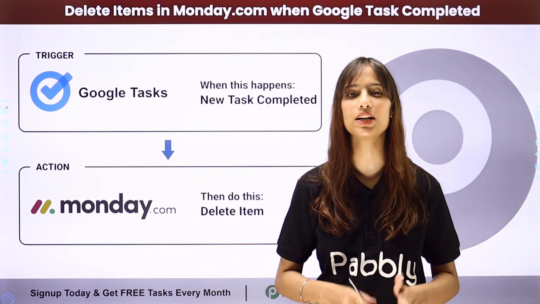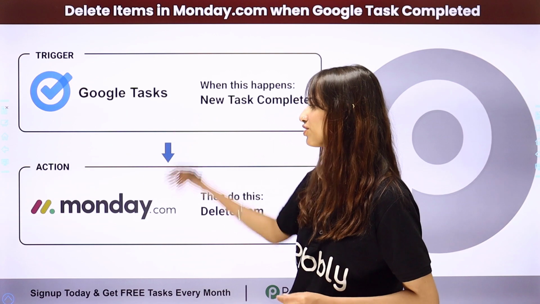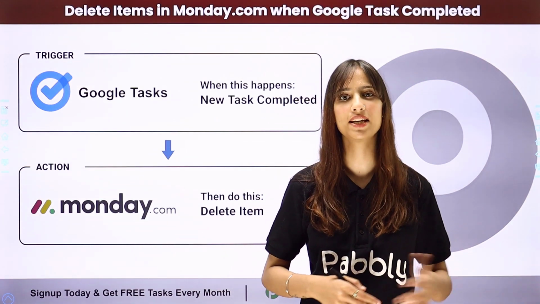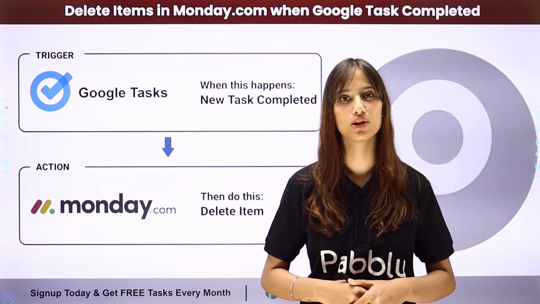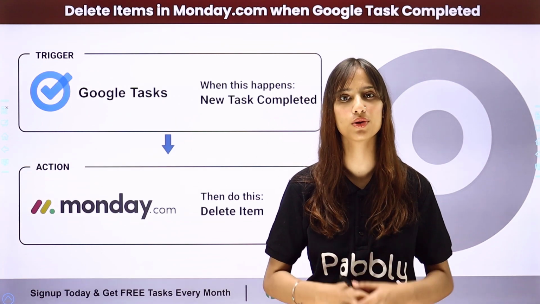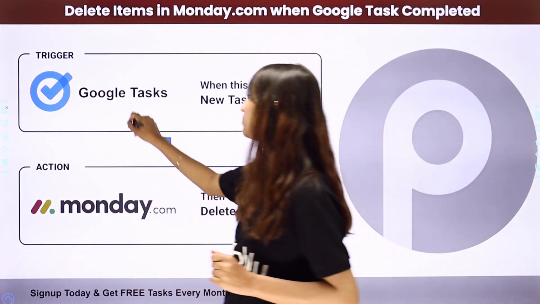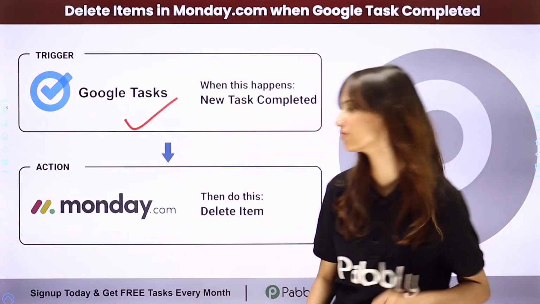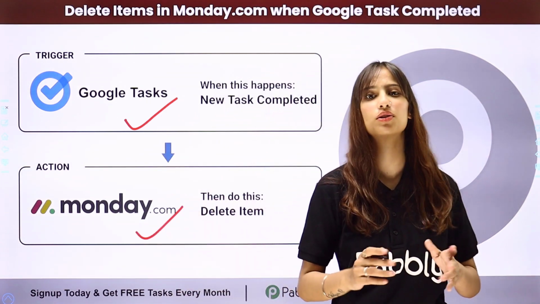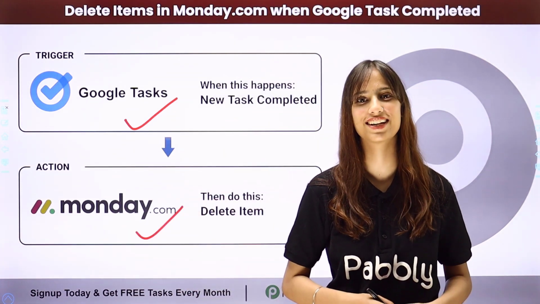So here to do this, I need to build a connection between these two applications, for which I am going to use Pabbly Connect. So Pabbly Connect follows the concept of trigger and action. Now to do this, here my trigger application will be Google Task and my action application will be Monday.com. So if you want to learn more about this, follow me through the screen.